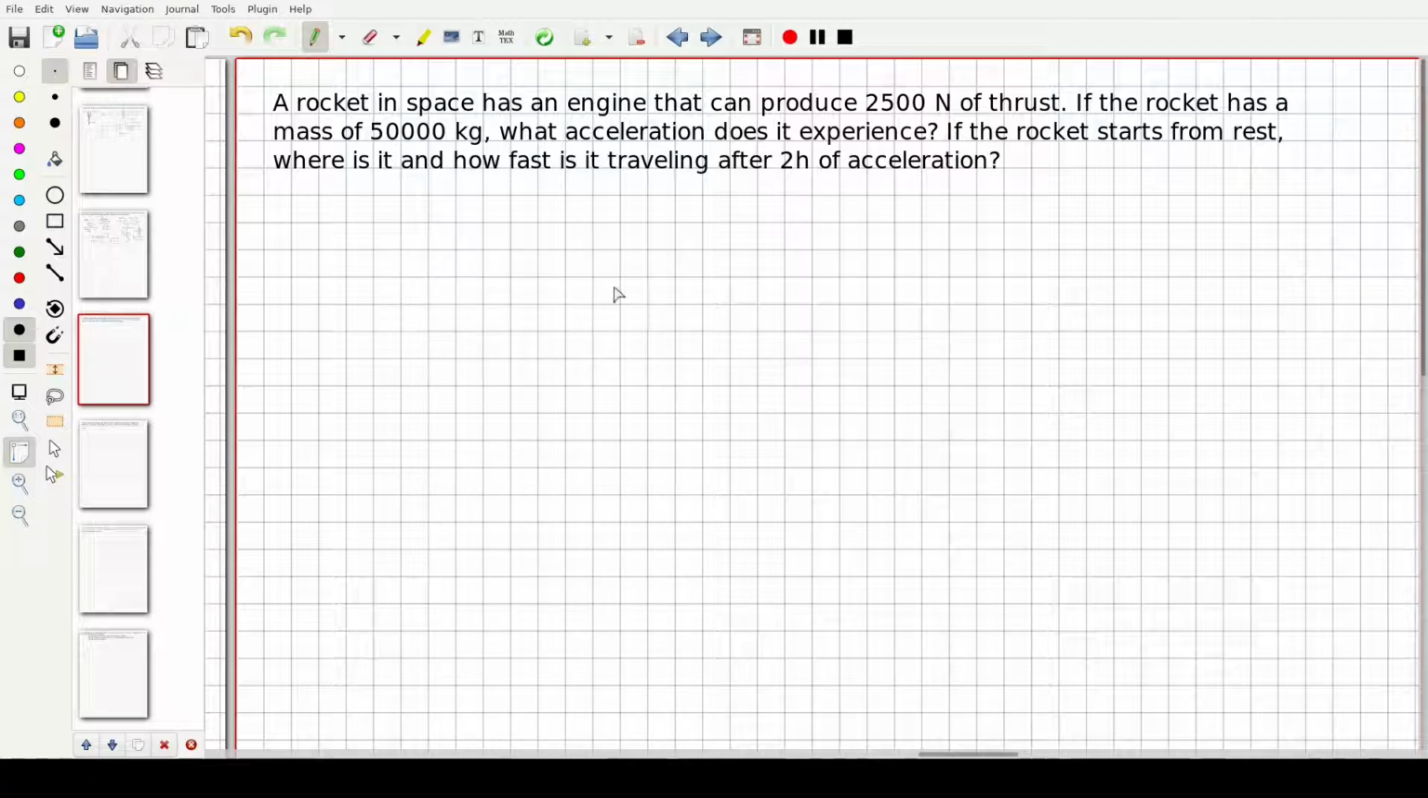Okay, so we have a rocket that's in space. It has an engine that can produce 2,500 newtons worth of thrust. If the rocket has a mass of 50,000 kilograms, what acceleration does it experience? If the rocket starts from rest, where is it, and how fast is it traveling after 2 hours worth of acceleration? So let's draw our picture.